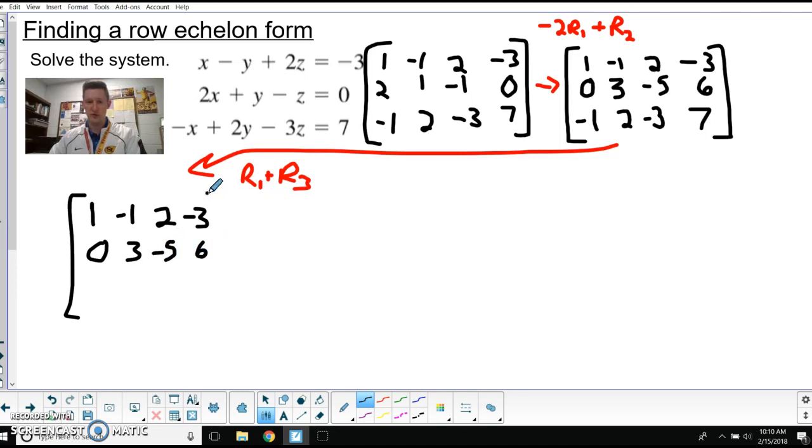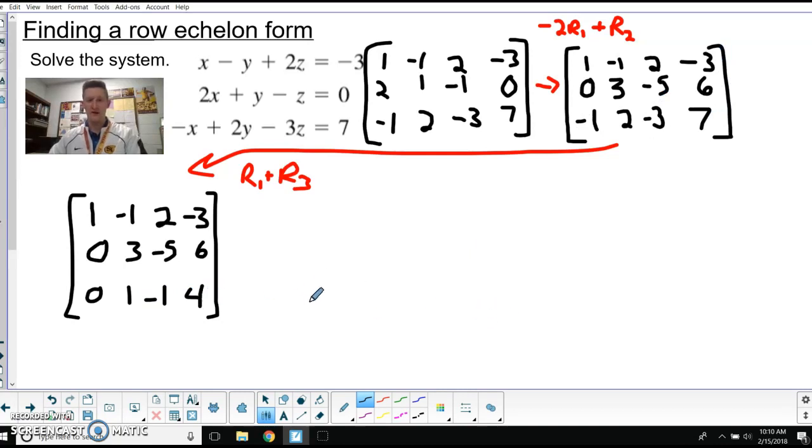And row 3 is going to be different. So we're going to add row 1 to row 3. As we do that, 1 plus -1 is 0. That's nice. And -1 plus 2 is 1. And 2 plus -3 is -1. And -3 plus 7 is going to be 4. So I'll just check. Yep, those are the numbers I got.